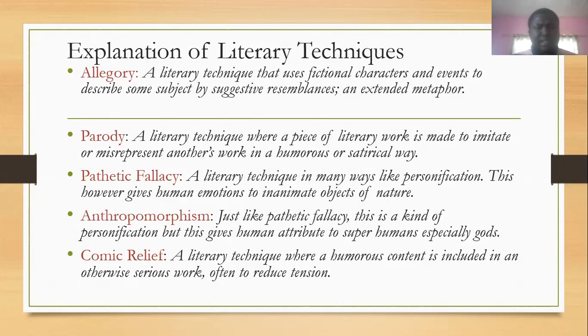We move to pathetic fallacy. Pathetic fallacy is a form of personification, but this one is a bit restrictive in the sense that it only assigns human emotions to whatever inanimate object they are presenting to us. So we see the skies crying and all that. We see examples in the slides that follow.